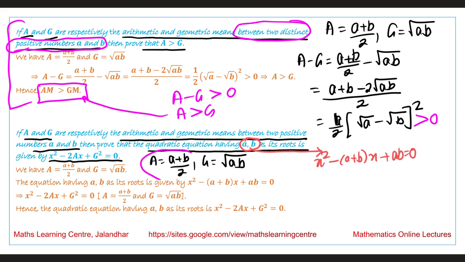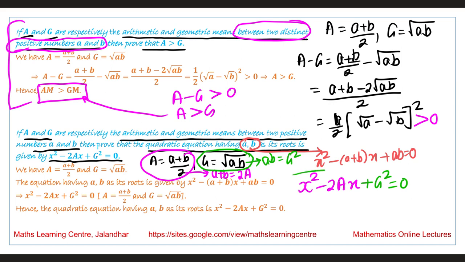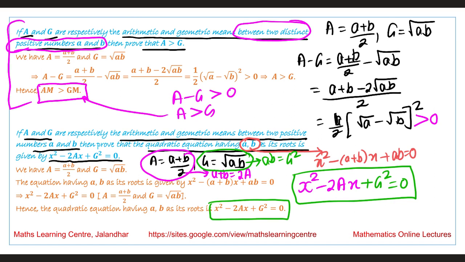Now from the first result, we have the value of a plus b is equal to 2 times A. So we obtain x square minus 2Ax, and the square root of ab is equal to G, so we have ab is equal to G square. So we write plus G square is equal to 0. So this is the equation we are talking about. This is the equation we are saying, that the quadratic equation having a and b as its roots is given by this equation.